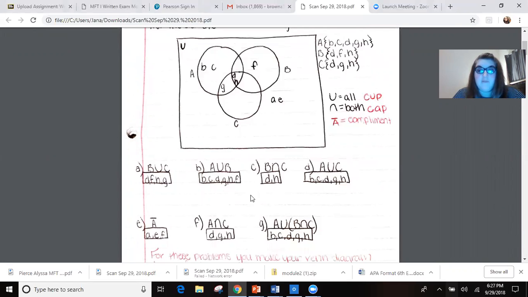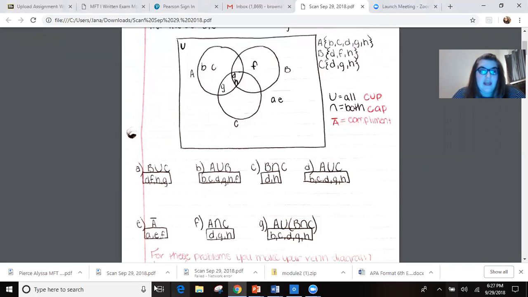Okay, so then we have B and the upside down U looking thing and C. That's a cap, so that means both. What do both B and C share? They both share D and H. Then we have A and C, which is again the "all", like I like to call it. And that is B, C, D, G, and H.